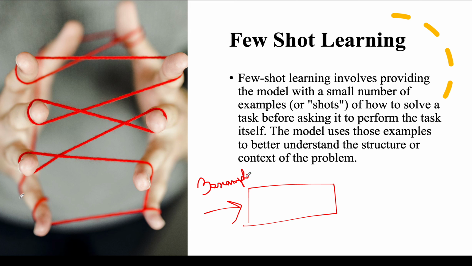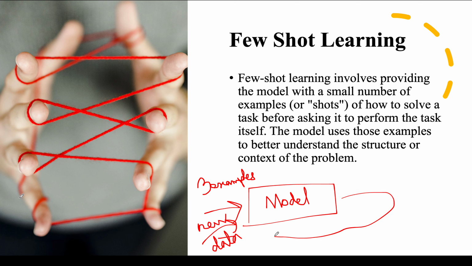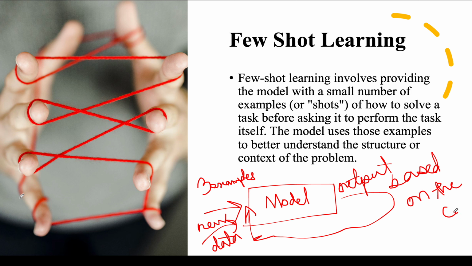Then if we give the model new data, it will make predictions based on these examples. The output will be based on these examples, in the context of the problem, based on the context of the examples.